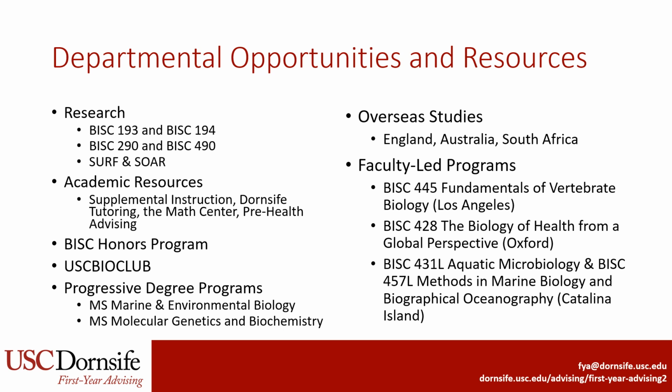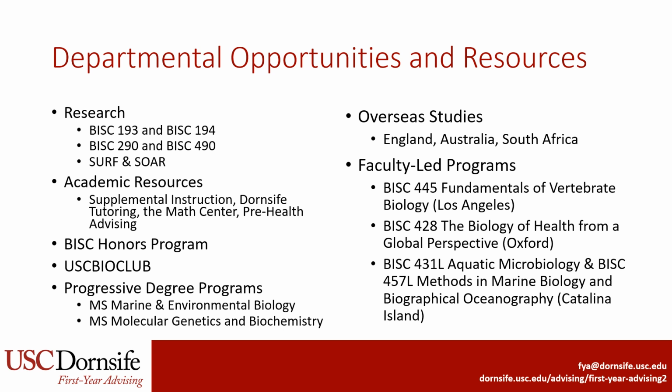There are 2 USC programs called Summer Undergraduate Research Fund and Student Opportunities for Academic Research, where students can apply and get funding for assisting a faculty member with research during the summer or school year. In terms of academic resources, BISC students are encouraged to check out Supplemental Instruction, Dornsife Tutoring, and the Math Center, all of which offer academic support and tutoring for a number of the major requirements. Pre-health students are encouraged to use the resources offered by Pre-Health Advising. Biological Sciences also has an honors program that students can apply to if they meet certain GPA requirements. It requires specific classes and a research thesis. The USC Bio Club is a popular student org for biology majors.